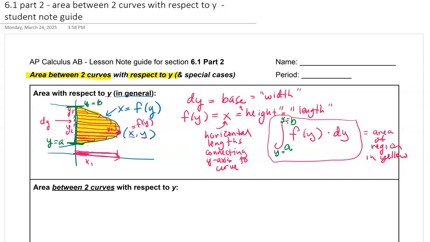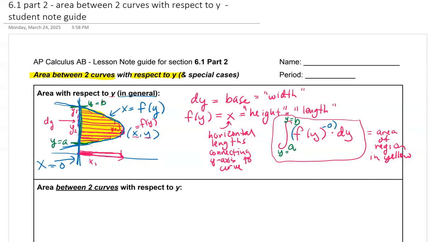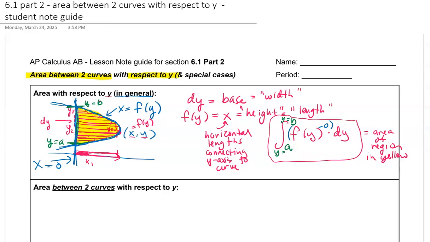Like if I just had one equation and I'm looking at the area between that one graph and the y-axis. Now remember, the y-axis is where the x values are 0. So in a sense, I'm subtracting 0 from the longer x values to get the lengths of these rectangles, or the heights of the rectangles.